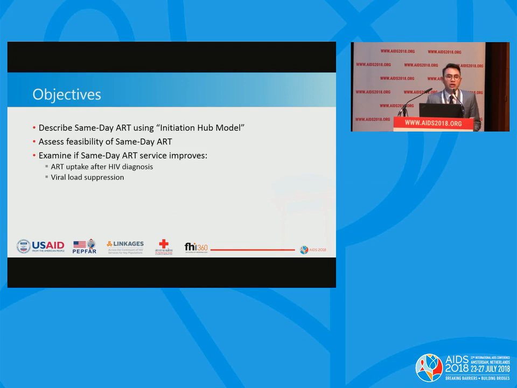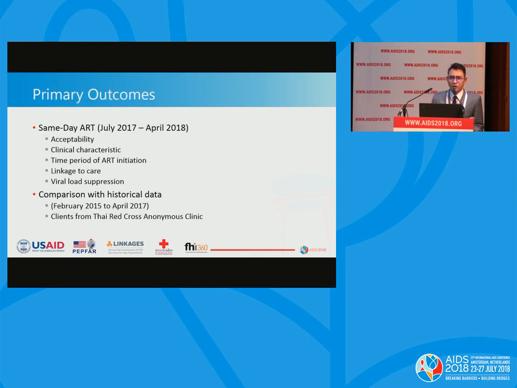So in this presentation, I will describe the same-day ART initiation hub model, assess the feasibility of the model, and examine if same-day ART service increases the ART uptake and viral suppression. And here are the primary outcomes. From the model itself, we wanted to look at the acceptability, clinical characteristics, time period of ART initiation, linkage to care, and viral suppression. We also wanted to compare ART uptake and viral suppression with the historical data from the Anonymous Clinic. The data were from February 2015 to April 2017, where the universal ART guideline was in place and the drug regimen used was identical to what we currently have.